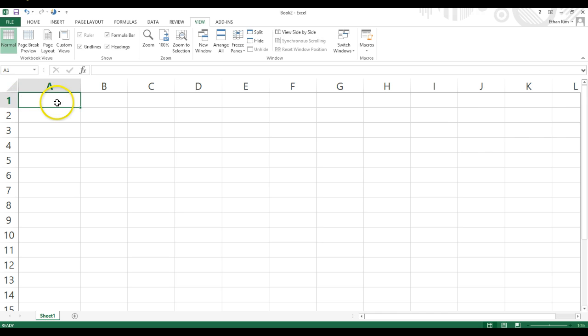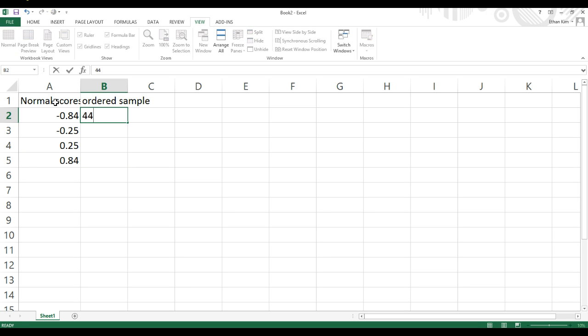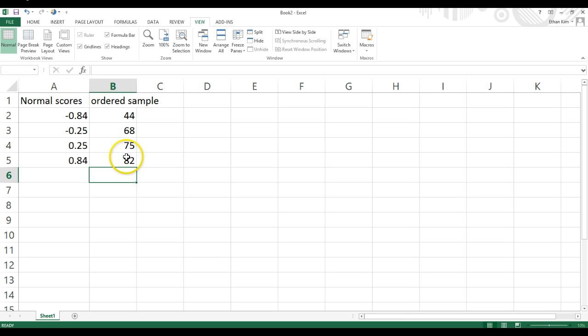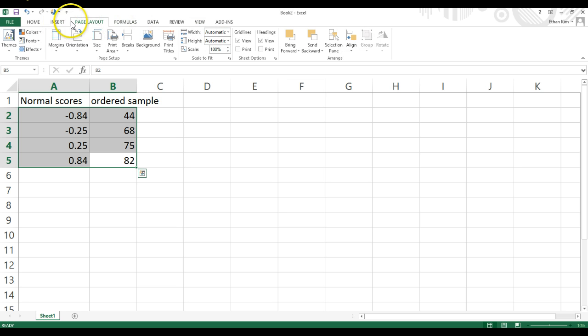So these are the normal scores, and we have the ordered sample. Okay, so M1 is negative 0.84, negative 0.25, 0.25, and 0.84. Okay, and the ordered sample was 44, 68, 75, and 82. Okay, so these are the numbers, and we're going to create a scatter plot based on this.